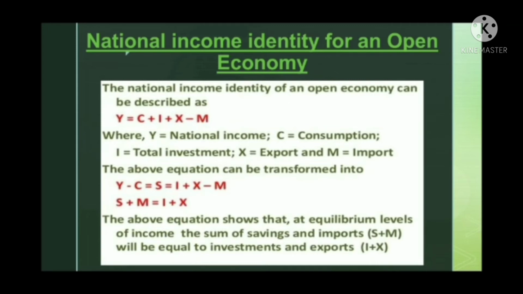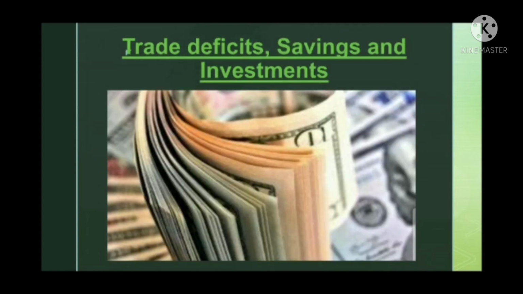Next, trade deficit, saving and investment. A healthy balance of trade plays an important role in sustaining the economy of a country. And a country's saving and investment plays an important role in maintaining this balance. A trade deficit occurs when a country's total imports exceed its exports. A trade surplus, on the other hand, occurs when a country's total exports outweigh its imports. So, trade deficit represents a negative balance of trade.